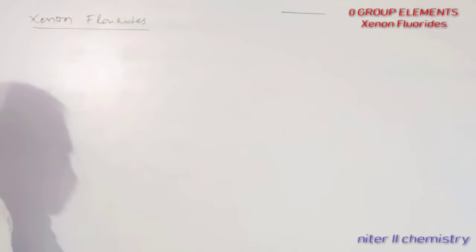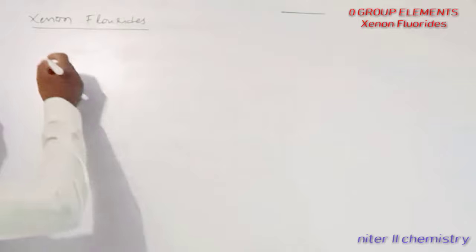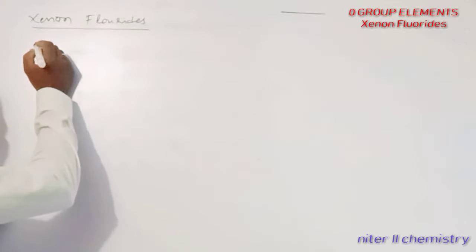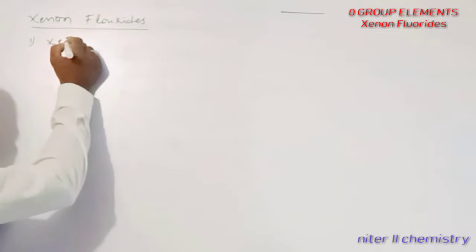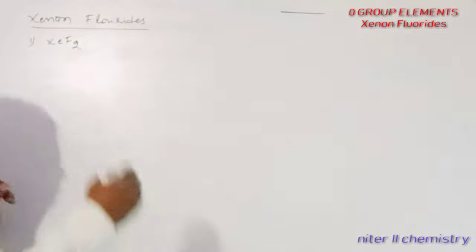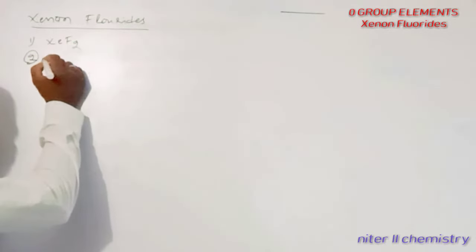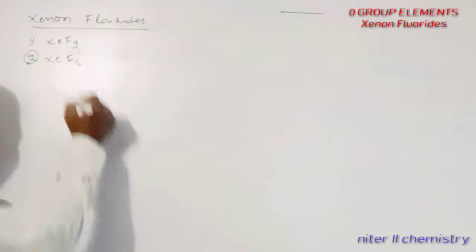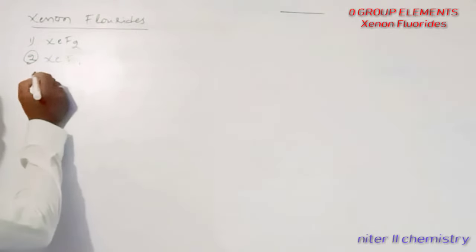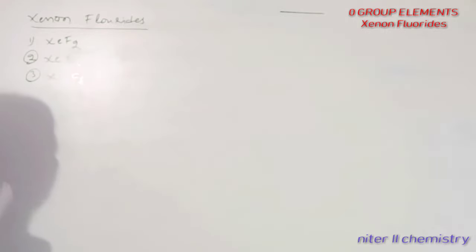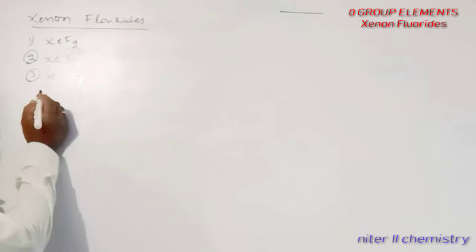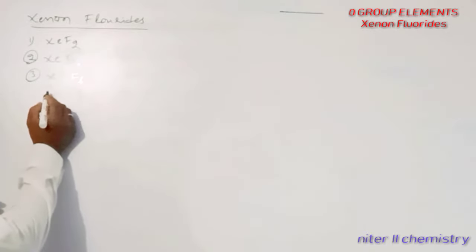Now I am going to explain the geometries of xenon chlorides. Xenon can form three types of chlorides. One, xenon dichloride, and second one, xenon tetrachloride. Third one, xenon hexachloride. Now we are going to discuss the geometry of xenon dichloride.